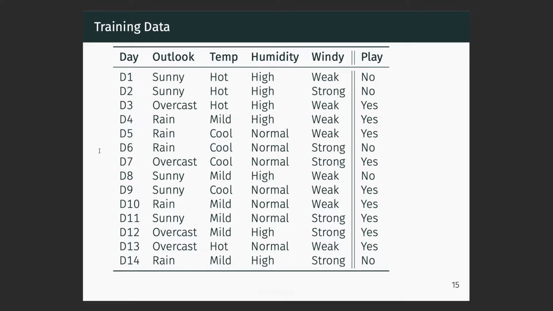equal. When the temperature is mild, once you play, you do not play the next time, you play, you don't play. So again, the entropy is going to be fairly high because the proportion of play and don't play is fairly similar. And once the temperature is cool, you play once, you don't play, you play once, you play once. While the entropy of temperature equal to cool is relatively low compared to the other 2 subsets, overall the entropy turns out to be relatively large.